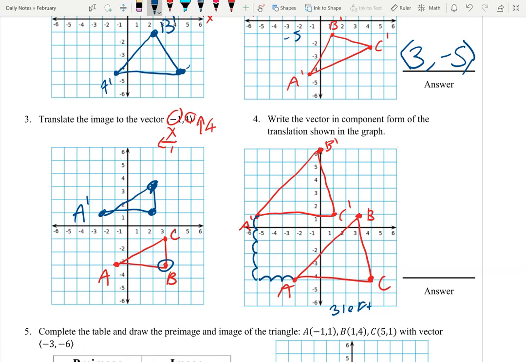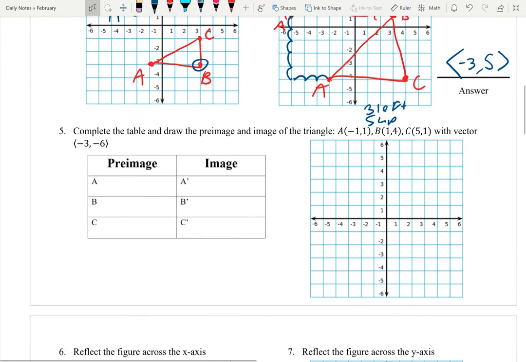All right. Seems like this is a common theme here. So 5 up. What that would tell us, as far as our component form goes, is 3 left would be a -3 for the x, and then 5 up would be a +5 for the y.